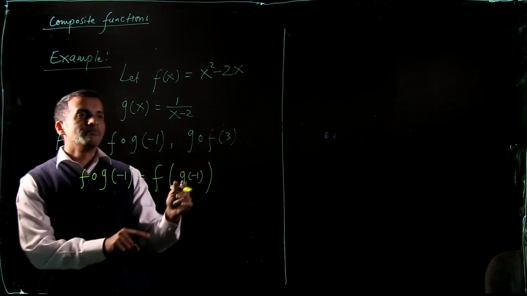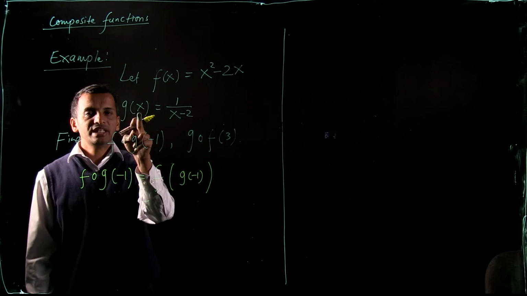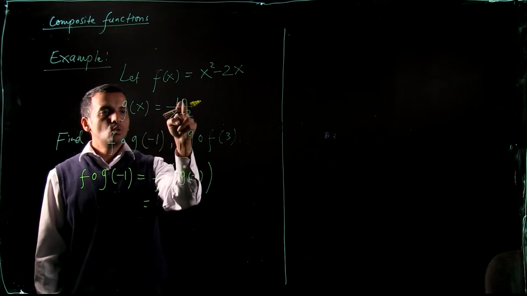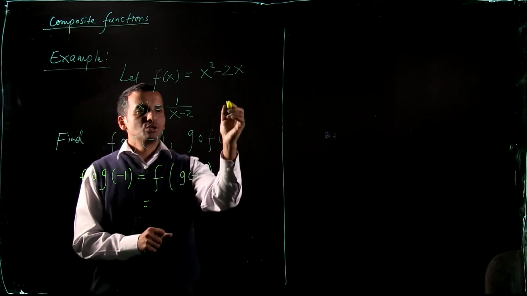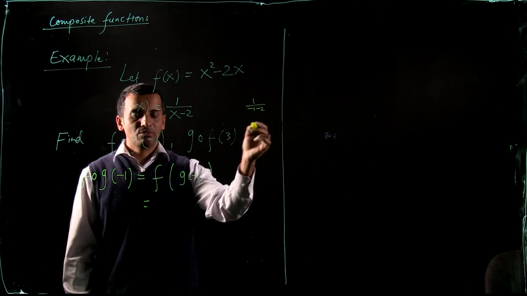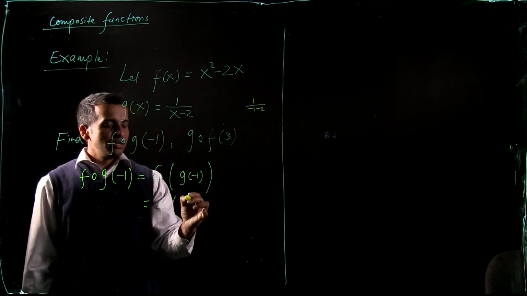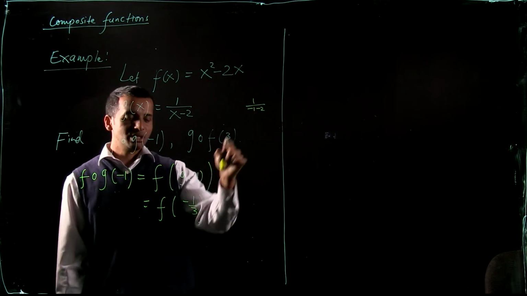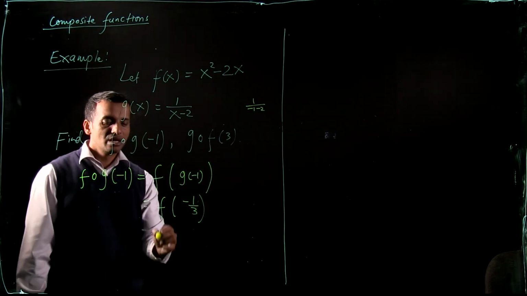What is g at -1? Look at here. So g at -1 will be x replaced by -1, right? So 1 over x minus 2 becomes 1 over -1 minus 2, right? So it is 1 over -3, which is the same as -1/3.